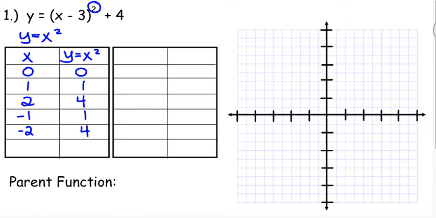So now let's go ahead and graph it. I'll graph it in blue. 0, 0. Right 1, up 1. Right 2, up 4. Left 1, up 1. Left 2, up 4. So there is our parent function of our quadratic function. So I'm going to go ahead and name it for us, right down here.